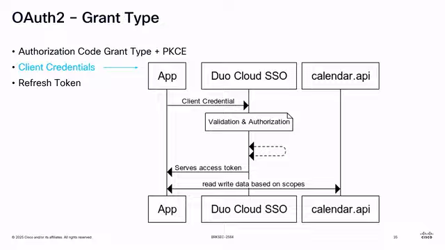So how this very minimalistic application works is the front end shares a client credential, similar to a secret if you want, with the Duo IDP. It validates and authorizes that credential, and in return, it serves access tokens. And now the front end can use this access token and share it with the calendar application, the back-end service.